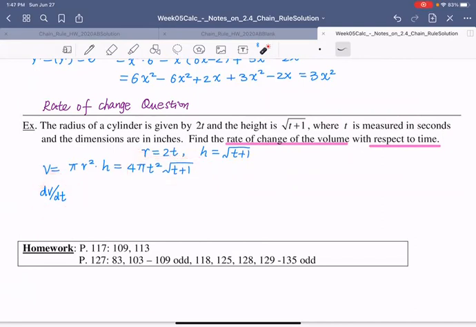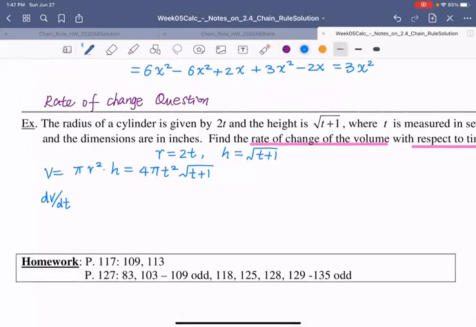Which rule do you want to use to solve this? Power rule, quotient rule, or product rule? Yes, we can do the product rule. We are going to write down 4 pi times t squared times square root of t plus 1. So we copy down this. We do this one's derivative times this, plus this one times this one's derivative. Let's go.